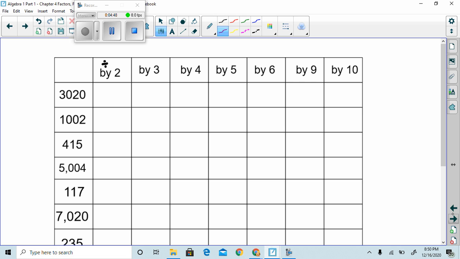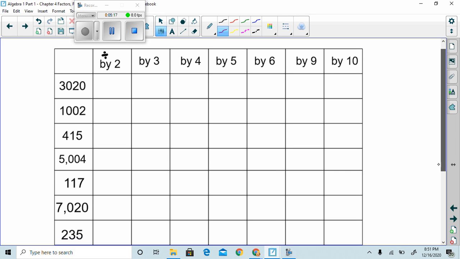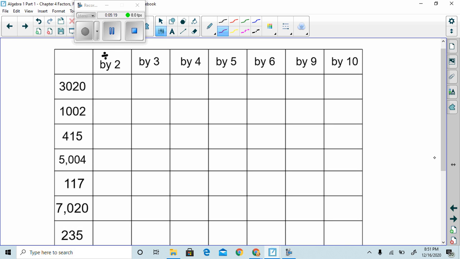I'd like you to create a table in your notes and put the following columns: divisible by 2, 3, 4, 5, 6, 9, and 10. And then going down in this first column, let's put the following numbers. Now you have two ways you can complete this table. You can do all the divisible by 2's first, or you can take one number and go across. Well, if we want to reinforce the rule, let's just take these and go right down the bottom.